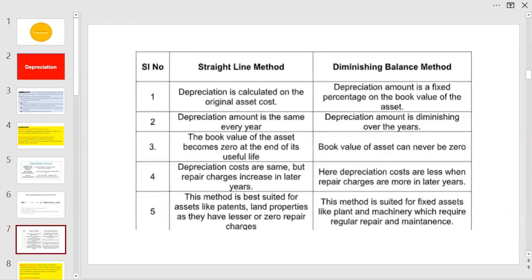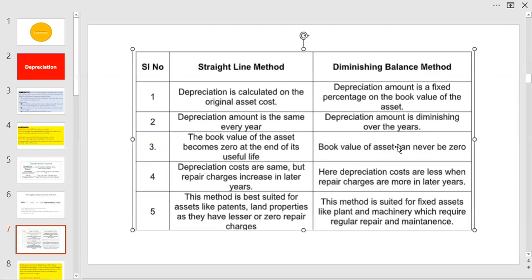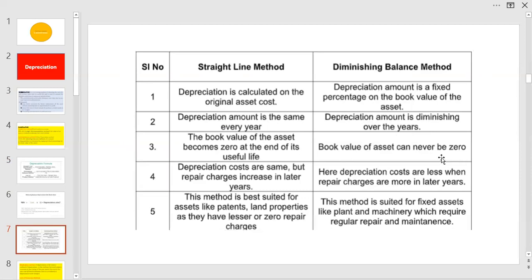In the following illustrations, comparison between straight line method and reducing balance method is given here. Number 1, in straight line, depreciation is calculated on the original cost as against on the net book value. Number 2, depreciation amount will be same every year, whereas in the other, depreciation amount will fall year after year. Number 3, in straight line method, balance will become zero subject to residual value. Diminishing balance method, balance will never become zero.